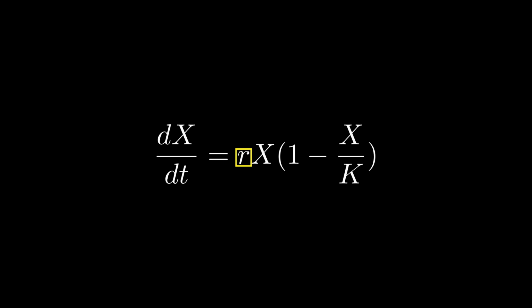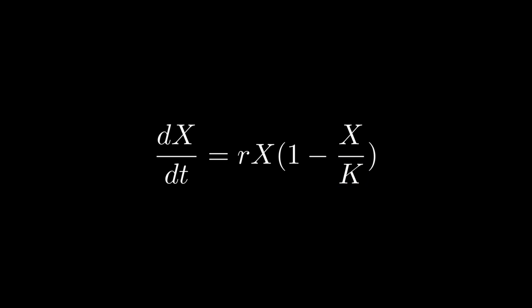And the second constant parameter is the parameter k, which is the carrying capacity of the environment that the population is in. So this basically tells us the maximum population level that can be sustained over time for the population.